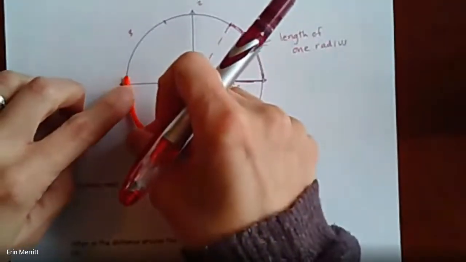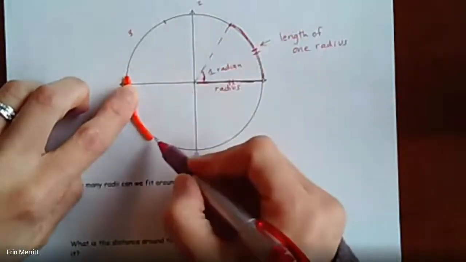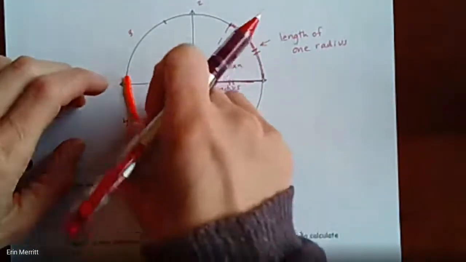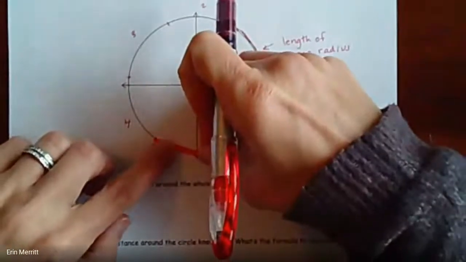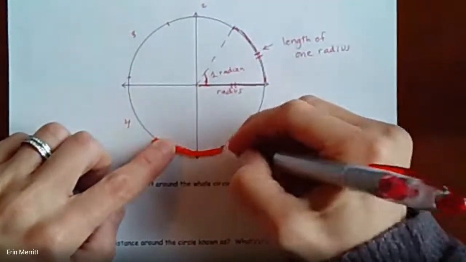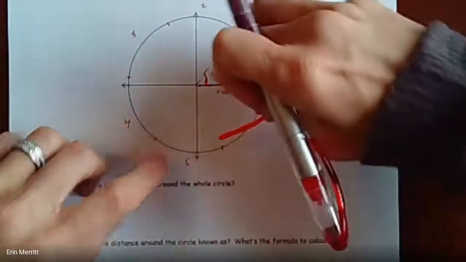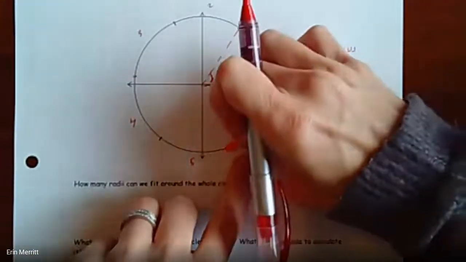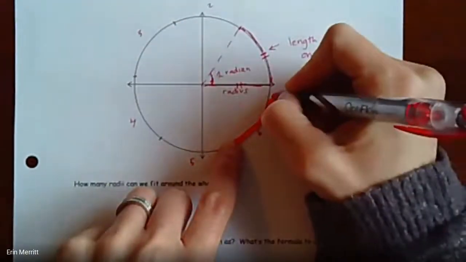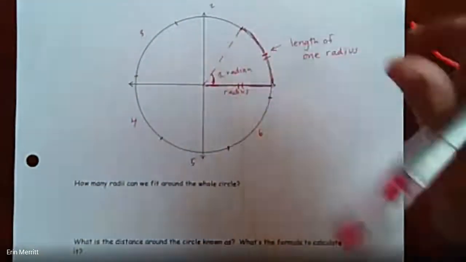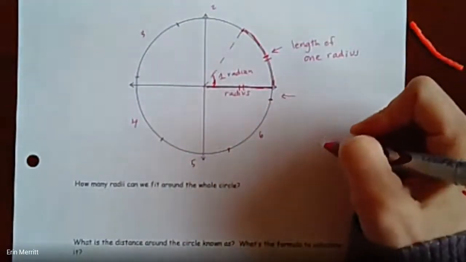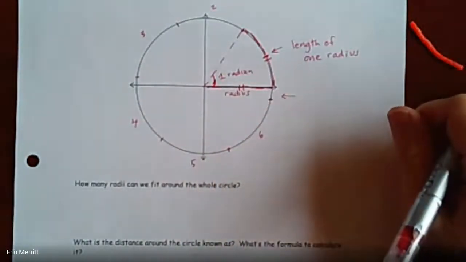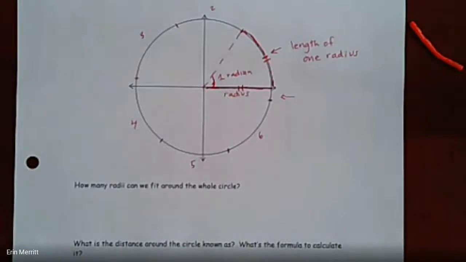And now if we keep going, let me mark this here. So there's 4. If we keep going, here's 5. And we can squeeze in another one here. Here is 6. And then we've got a little left over. So you still have this little remaining extra part. So when it says how many radii can we fit around the whole circle, 6 and some change.